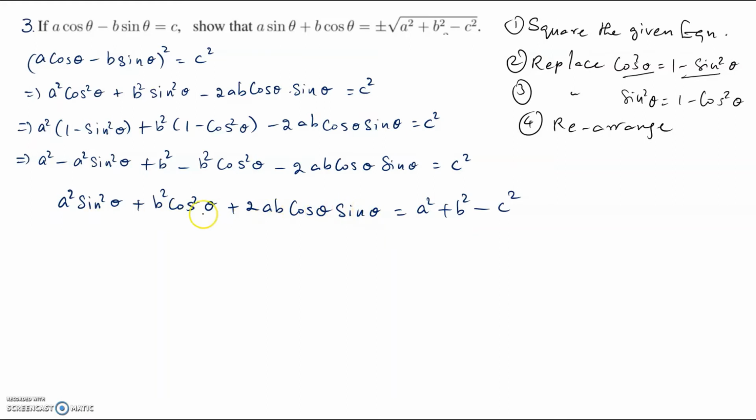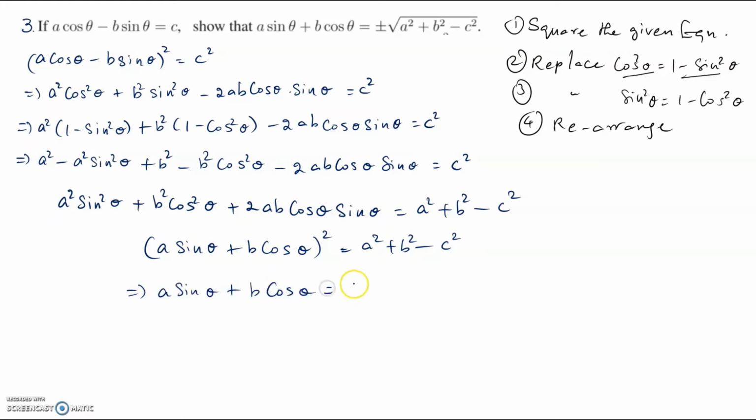Further, this is in the form a plus b the whole squared. So this is a sine theta plus b cos theta the whole squared is equal to a squared plus b squared minus c squared. Taking the root of both sides, you get a sine theta plus b cos theta is equal to plus or minus square root of a squared plus b squared minus c squared, which is our LHS equals RHS. Hence the proof.